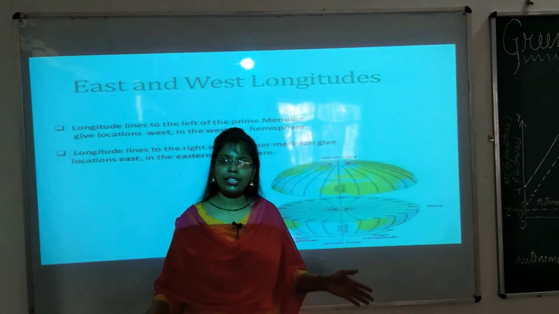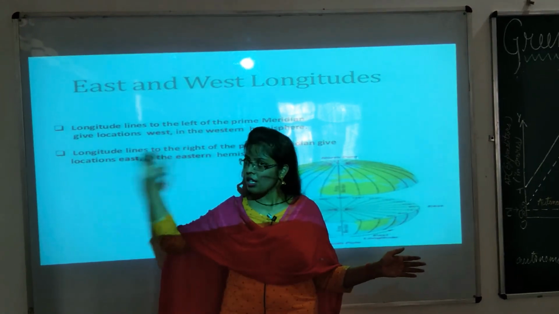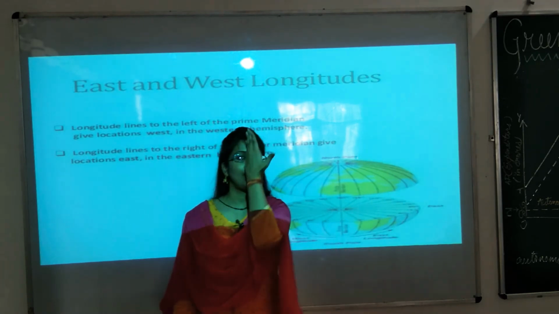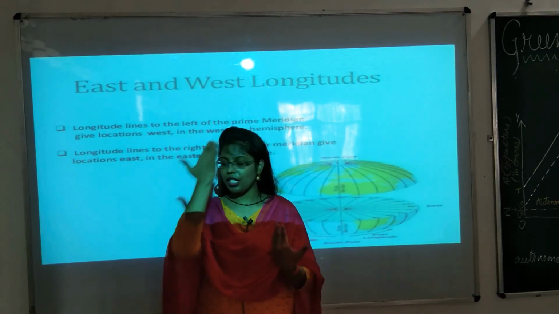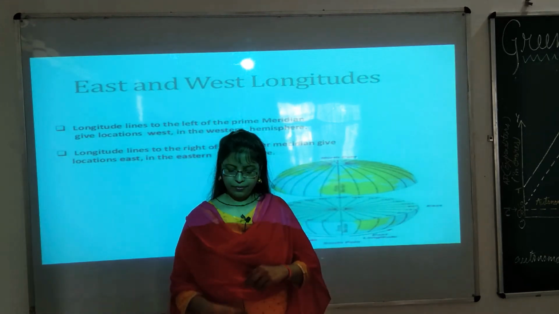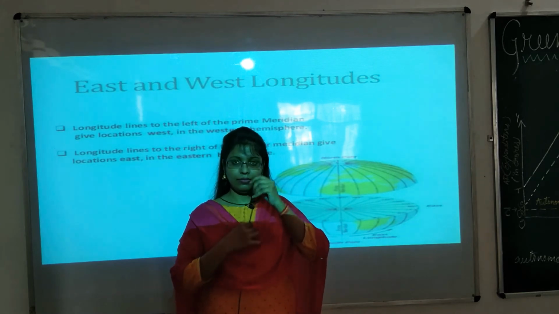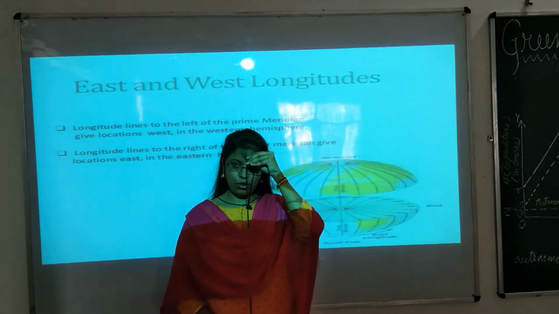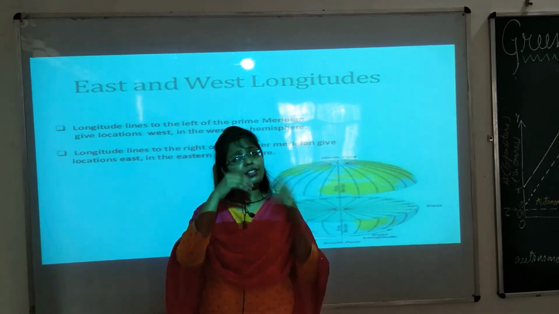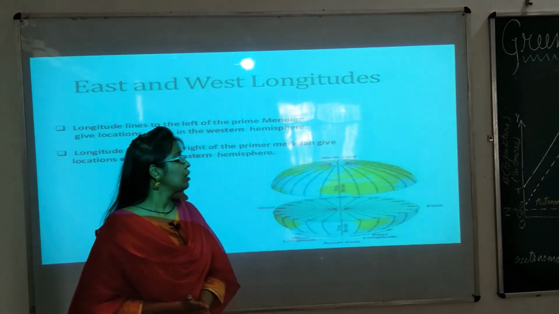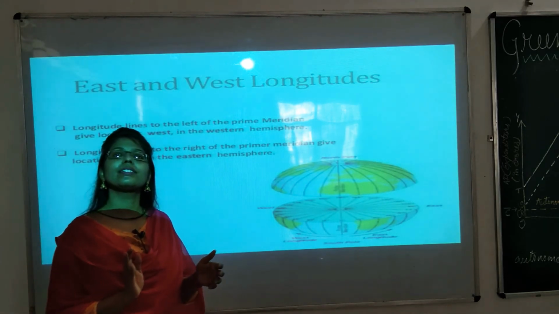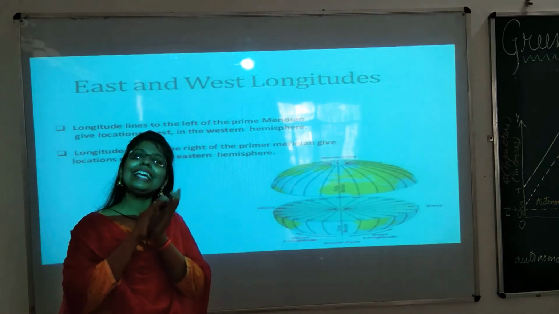As I told you, I am standing here, this hand denotes west and this hand denotes east. Suppose the prime meridian is passing from here, dividing this portion as western and this portion as eastern hemisphere, okay students? So it passes from the north pole to the south pole and divides the earth into western and eastern hemispheres.